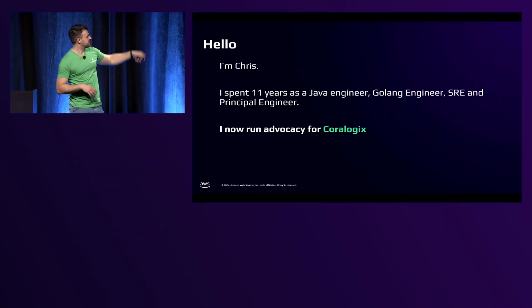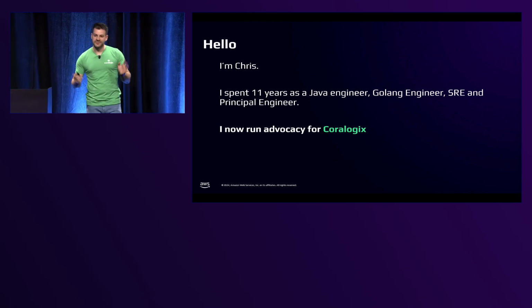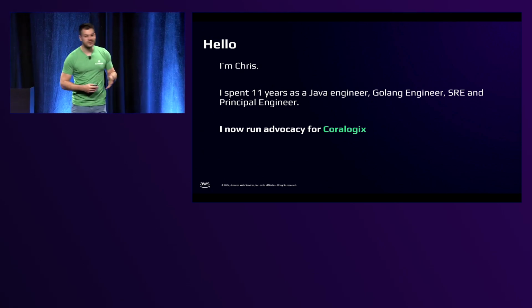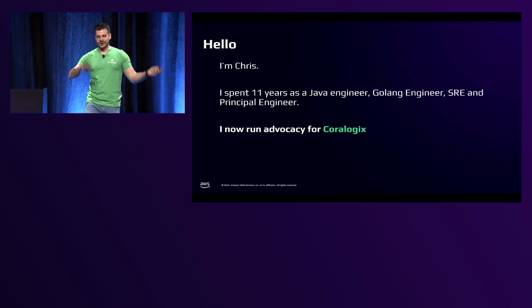So yes, narcissistic slide about myself. I'm Chris. I've been an SRE, Java engineer. That was a dark period in my life. Then I moved to Golang engineer. It's much nicer. I'm principal engineer. I'm now responsible for advocacy at Coralogix. Coralogix is a full stack observability platform. I'll tell you a bit about that in a while.